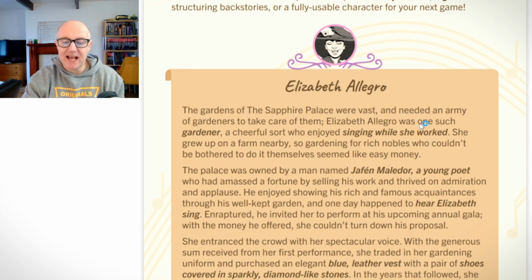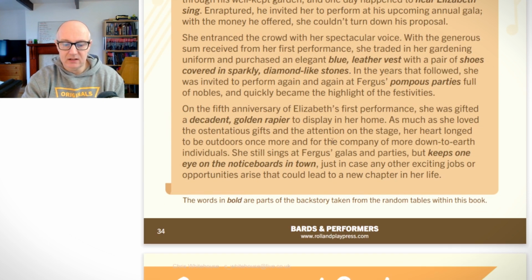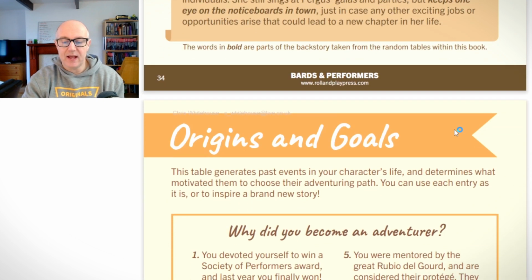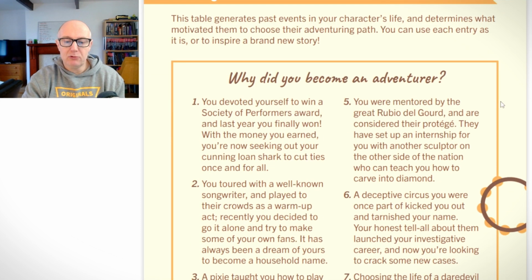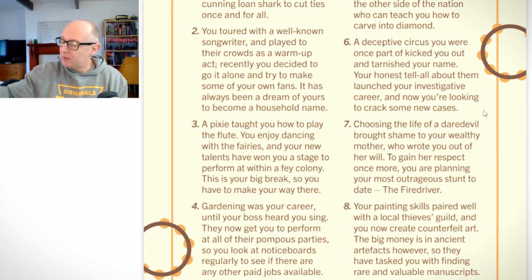Now here it gives examples at the start of each section. All these bold words are what they have rolled, and then they filled in the details of their character once they have finished rolling. I'm going to roll on the origins and goals. Why did I become an adventurer? I love me some dice rolling. 2. You toured with a well-known songwriter and played to their crowds as a warm-up act. Recently decided to go alone and tried to make some of your own fans. It's always been a dream of mine. Okay. Warm-up act seeking fame.